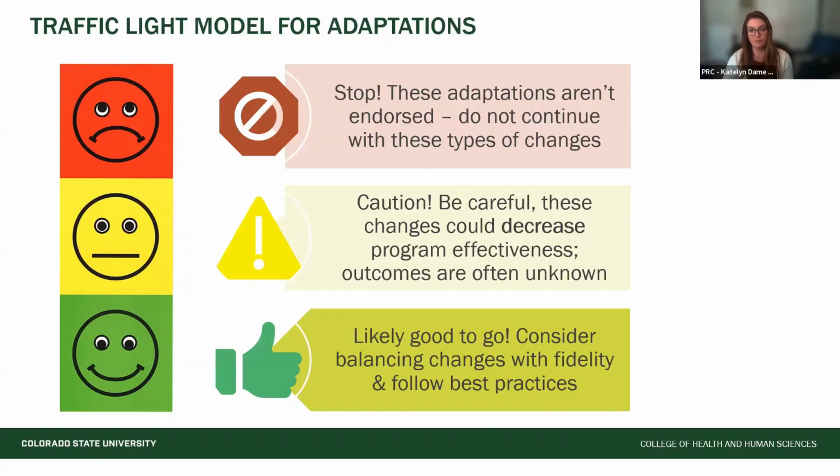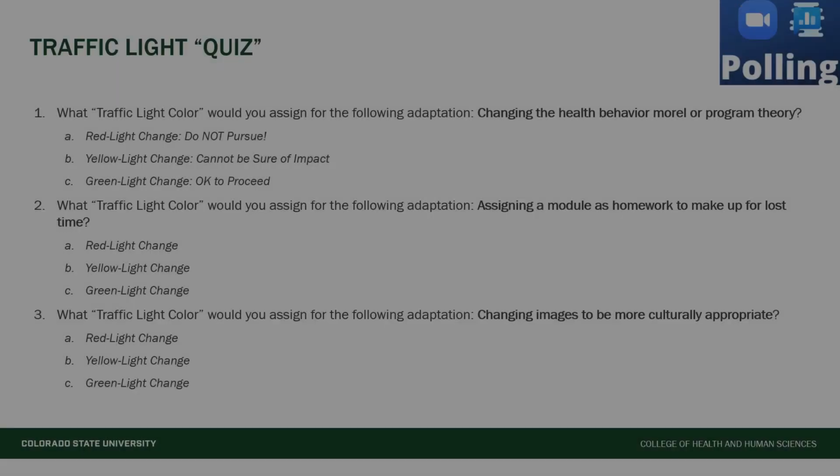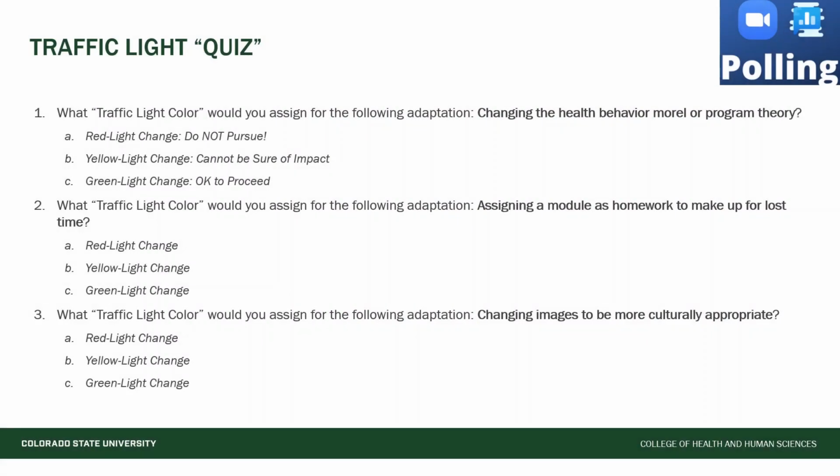And as I mentioned, we will be working closely with this model today in our breakout rooms to help you really grasp these concepts. So again, to make up for the Zoom polling portion of this workshop, we ask that you once again pause this video and assign traffic light colors according to the traffic light model for adaptations while considering the following scenarios. First, is changing the health behavior model or program theory considered a red light change that should not be attempted or pursued, a yellow light change where you cannot be entirely sure of its impact on program outcomes, or a green light change that is okay to proceed with?